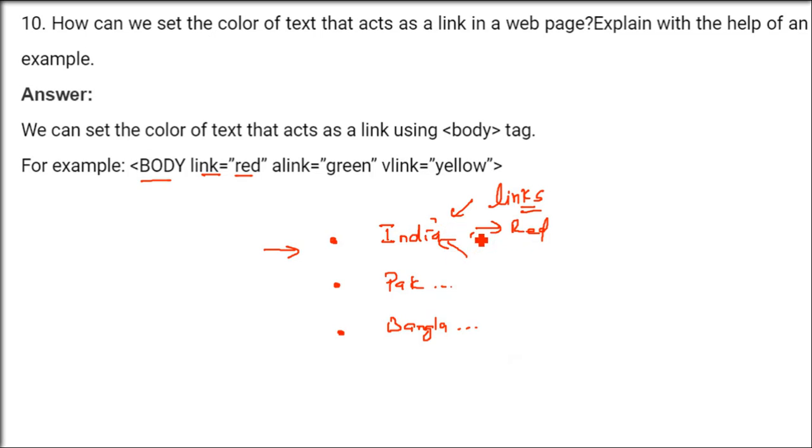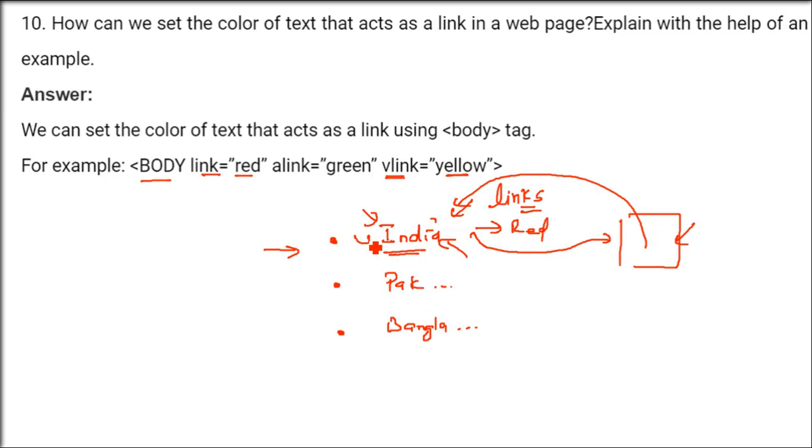Now if somebody clicks India, he will go to some other place, he will be taken to some other page. Now he comes back, he has worked and he forgot which link he clicked. So when he comes back, how does he know that he has already clicked India? That is, this link will change into yellow. And when this changes to yellow, when anybody comes back, he knows, oh, India, I have already clicked, so I don't have to click this again.